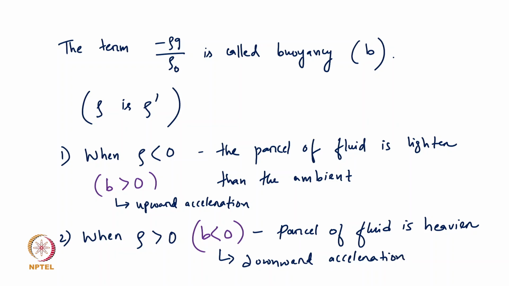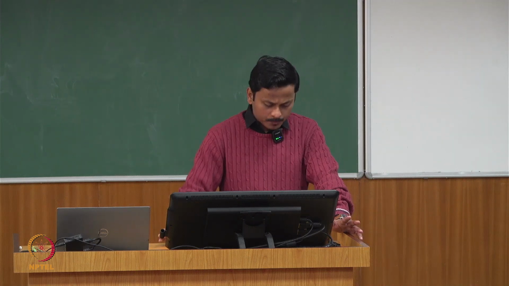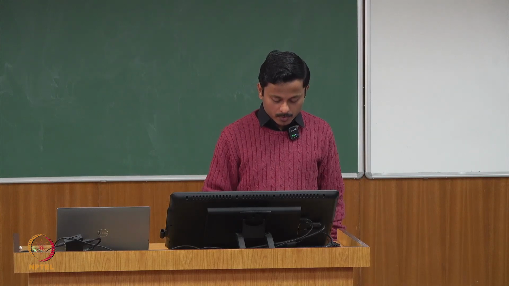Hence, buoyancy is a measure of how light or how heavy a parcel is as compared to its ambient. The Boussinesq equations are important because we'll be using them while we discuss wave propagation later in this course, because waves cannot exist unless there is a density difference. Once we have density differences, we will need to use the Boussinesq equations. These equations are also used in stratified turbulence, but we will only touch on that topic in this course. We will not go deep into the detail.